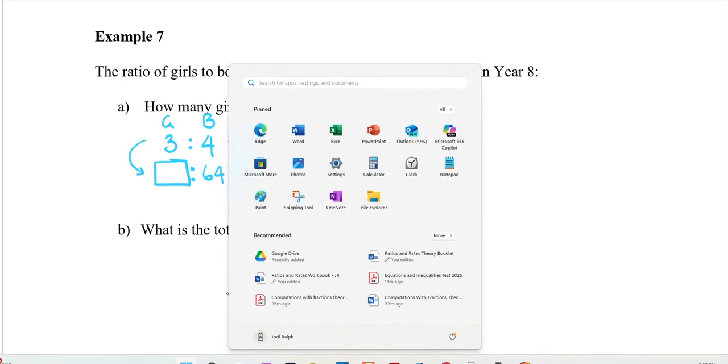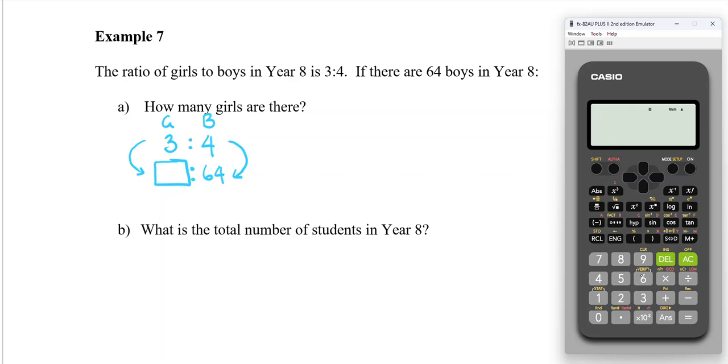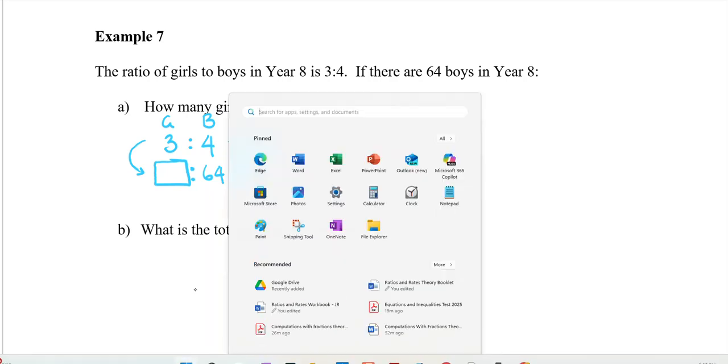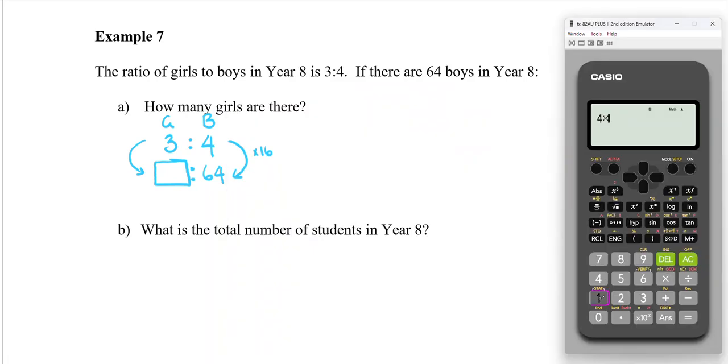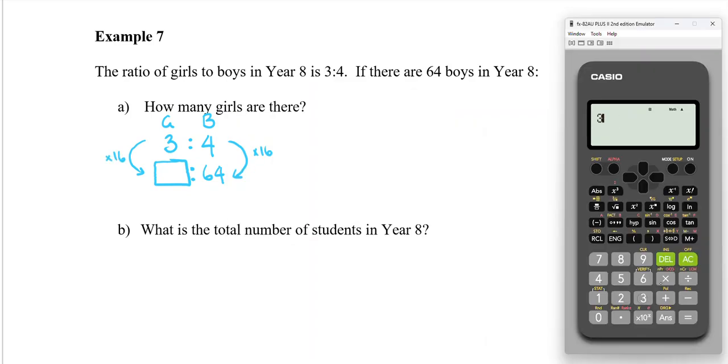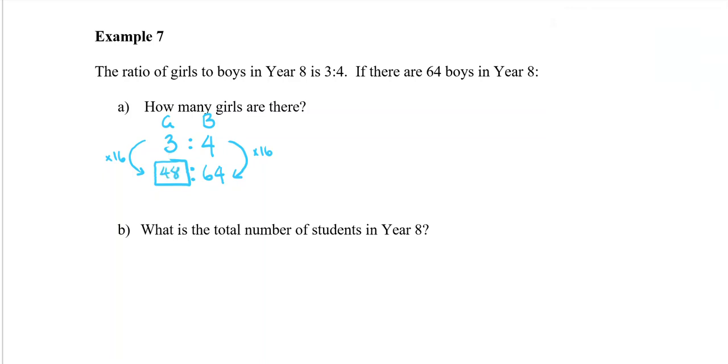So I'm going to use my calculator to cheat a little bit. If I do 64 divided by 4, that means that I'm timesing by 16. And you can check that. You go 4 times 16. Yes, it does equal 64. So that means I want to times the 3 by 16 to find out that the number of girls is 48. So therefore, 48 girls. So that is a good method to use.